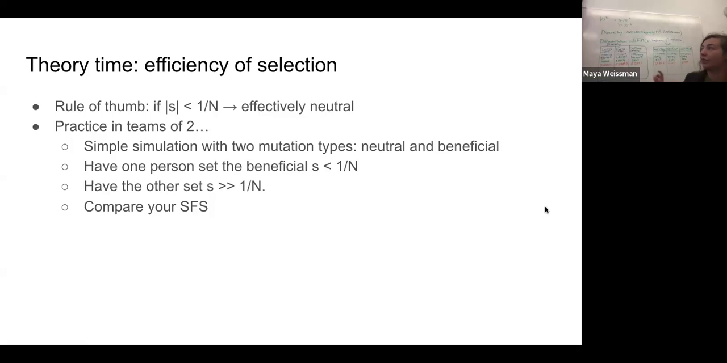Yeah, so what I'm looking for is burn-in and then maybe start allowing beneficial mutations to happen and let it go for a couple of generations, or I don't know, maybe like 10 times n more generations or something. And I just want to have some people set S really large and some people set S really small and some people set S equal to 0 and compare those SFSs.